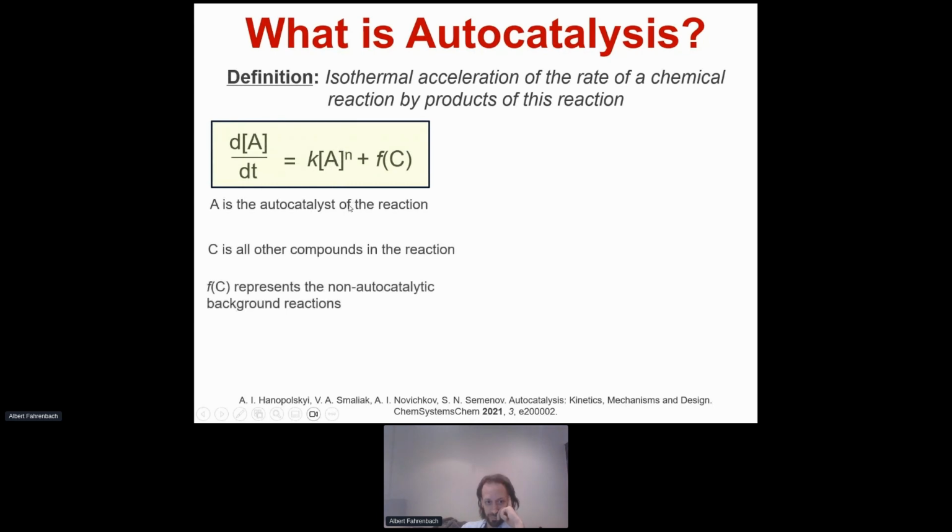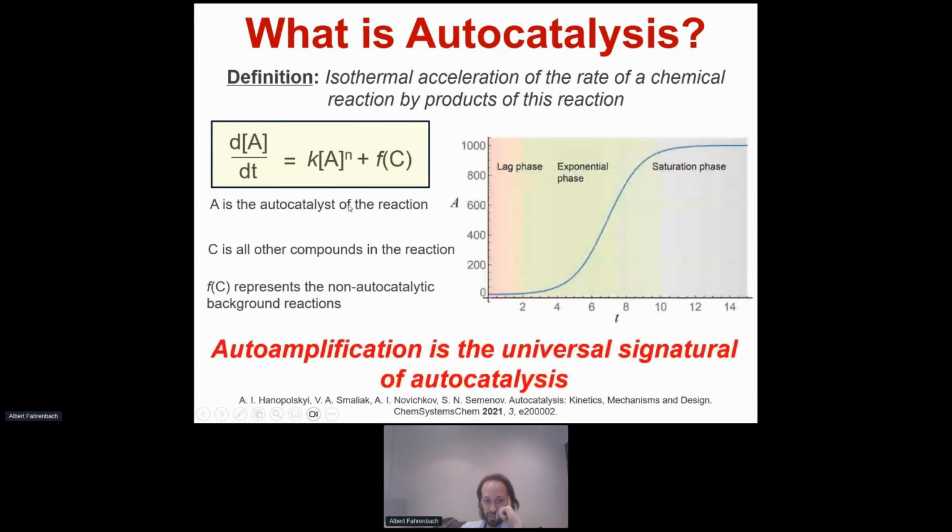autocatalyst. And so this leads to this kind of signature, this auto amplification signature, where you start with a little amount of autocatalyst. It eventually starts to increase, and then you enter this exponential phase. Then as your starting material runs out, you go to the saturation phase. So this is kind of what people typically look for when they're looking for an autocatalytic reaction.